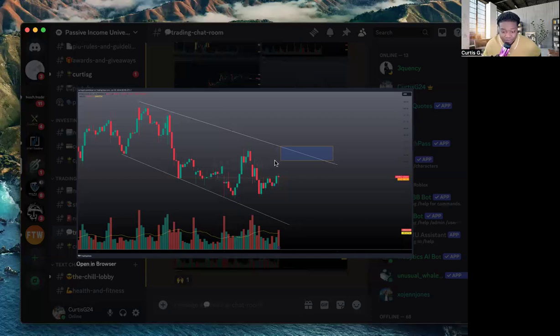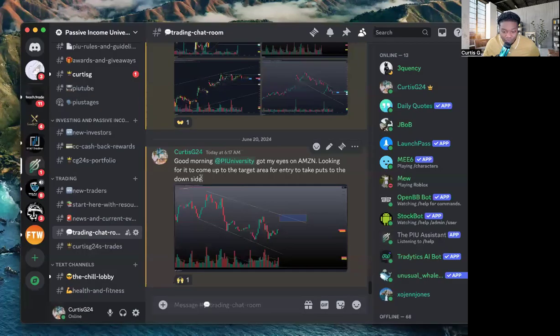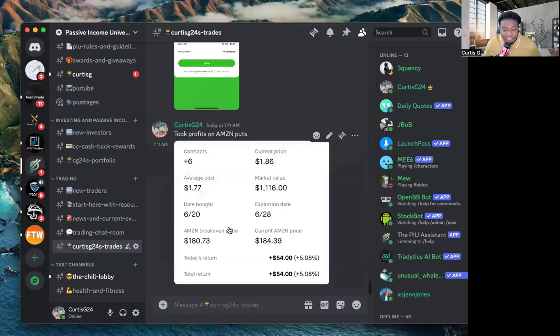But like I said, I was basically looking for Amazon to come through and get into this area, not profit target, but this entry area. This was my entry area right here to take puts on Amazon. So I put this in the Discord before the market even opened up. And then we can go over to my exact trades.